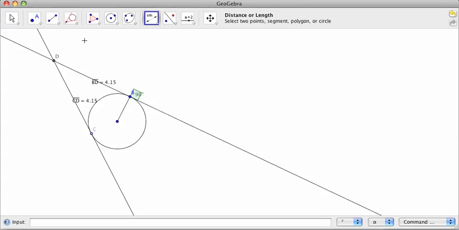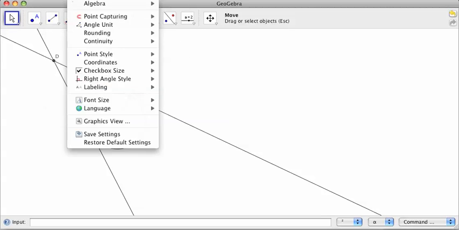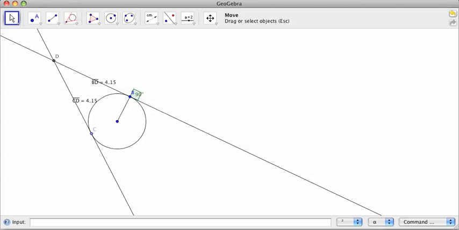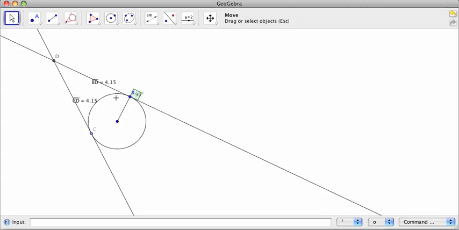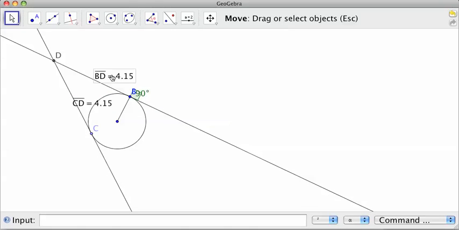Look at that. They're both 4.15. So let's go maybe make it a little bit bigger. Change my font size to maybe a 20 so it's easier to see. Might take just a moment. Yep, there we go. So that one's 4.15 and that one's 4.15.